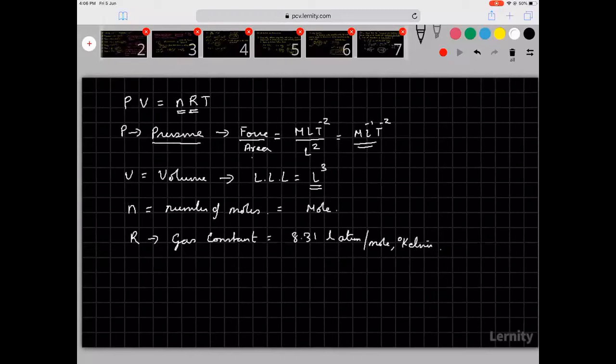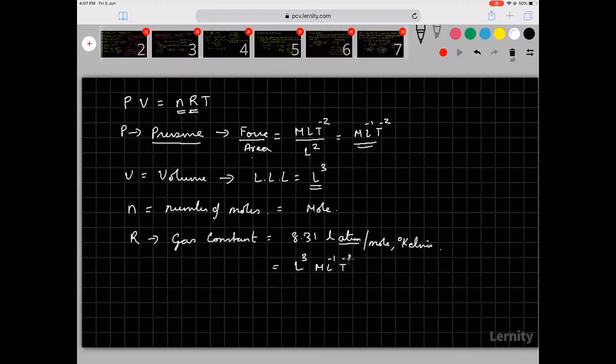Liter atmosphere per mole per Kelvin. So what are the dimensions of R? R dimensions are L atmosphere. Atmosphere is a unit of pressure. So what are the dimensions of pressure? Just now we have seen. So liter is L cubed, then M L power minus 1 T power minus 2.